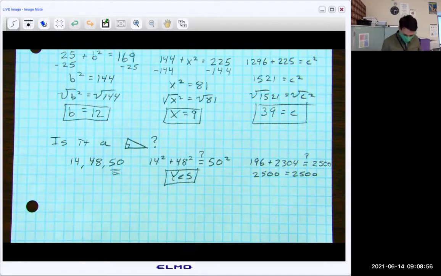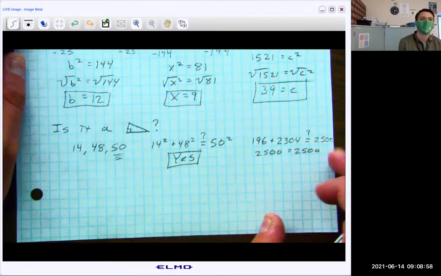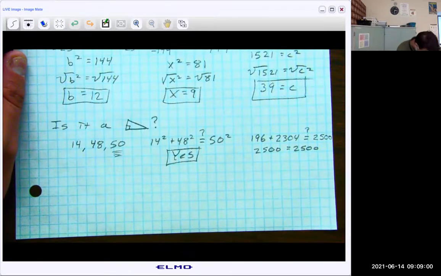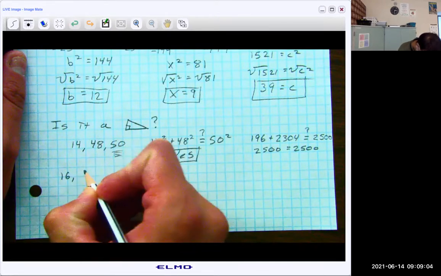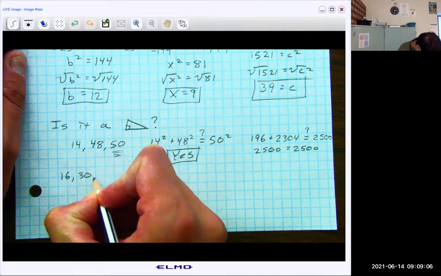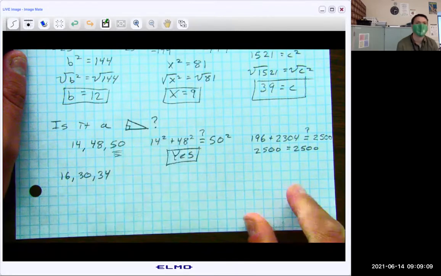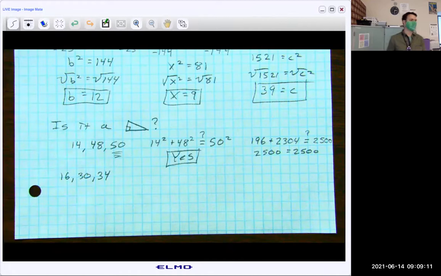Okay, you try this one and we'll see if we get the same answer. Is 16, 30, and 34 — would those measurements produce a right triangle? Go ahead and check it out and find out.